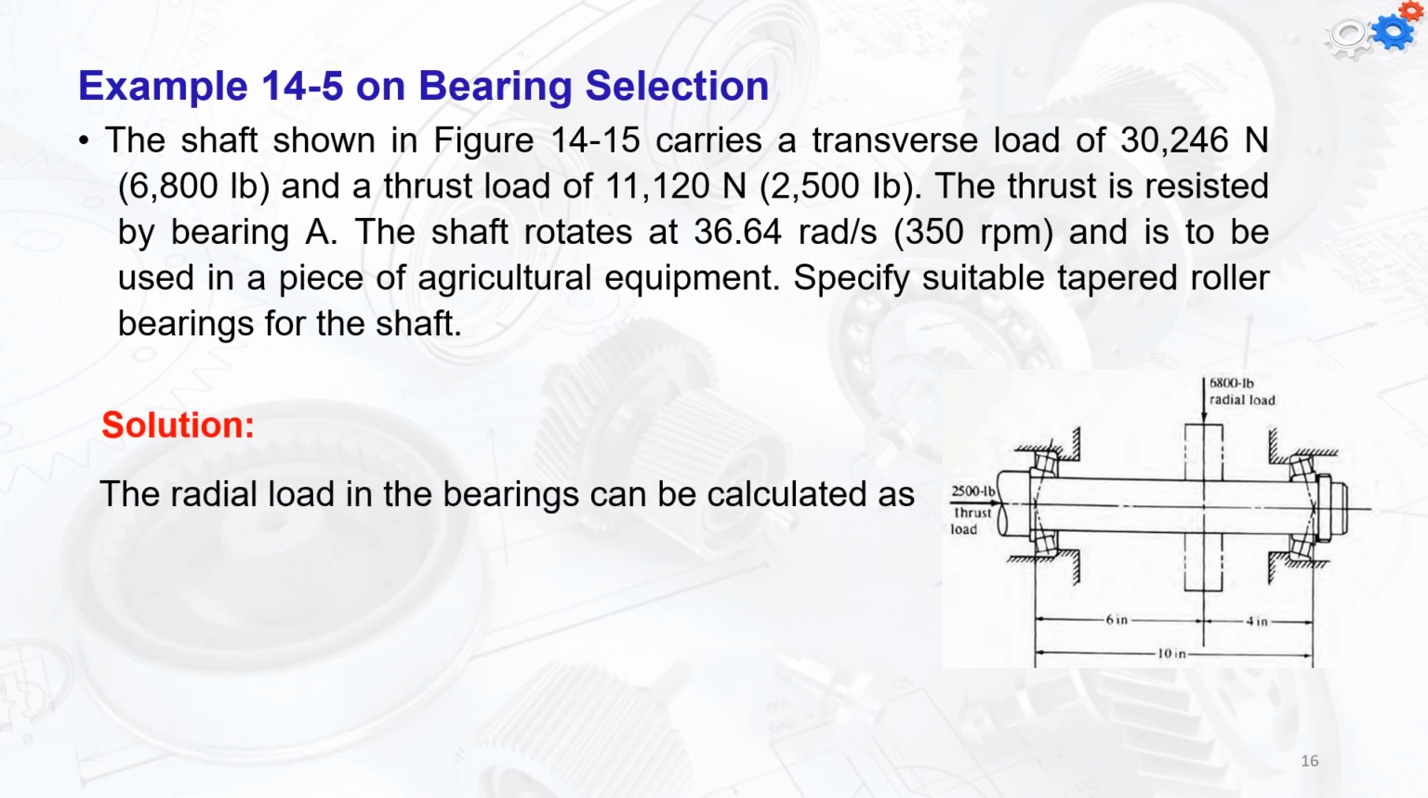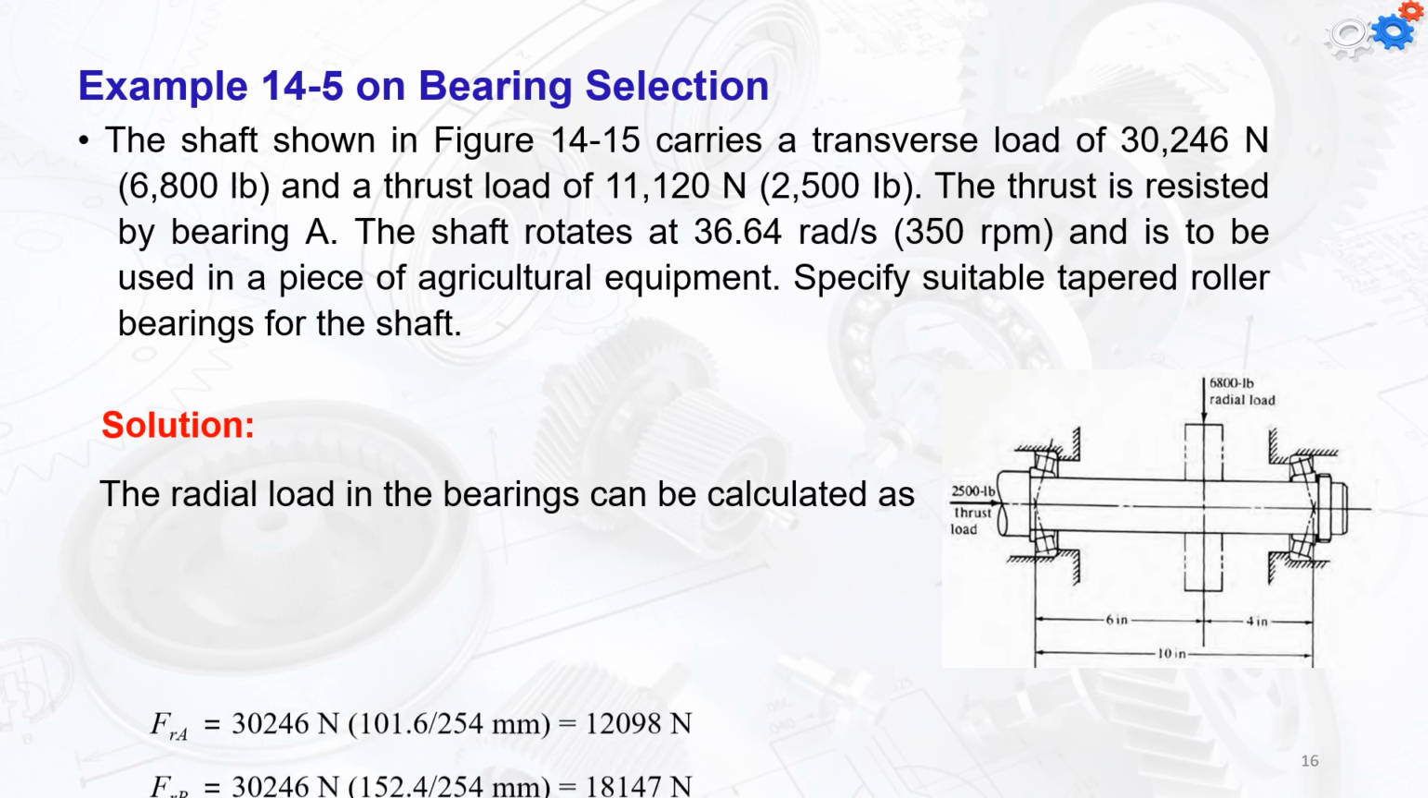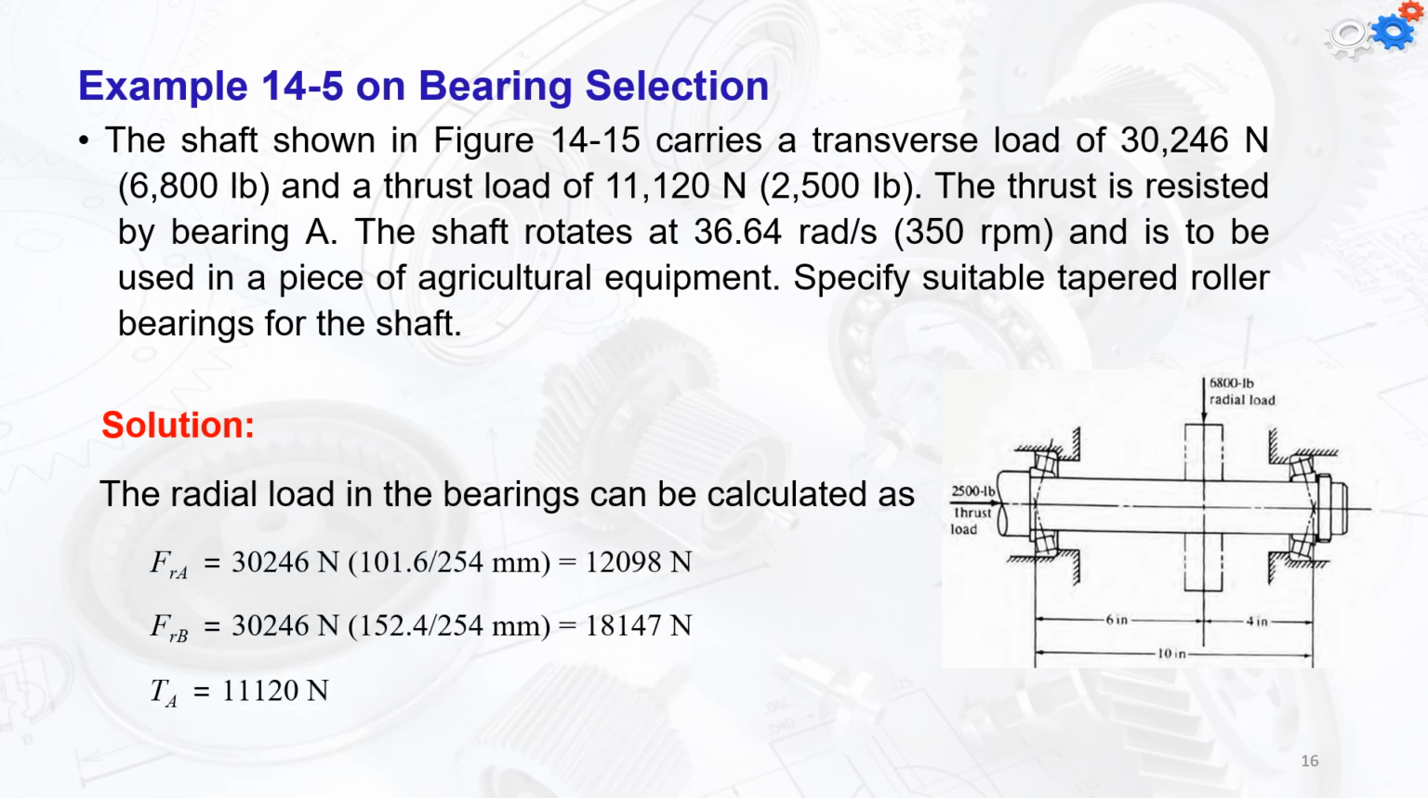First, the radial load of the bearings can be calculated as follows. We can find the resistance at the bearing A and the resistance at the bearing B, while the thrust load at the bearing A is equal to the 11,120 Newton that's already been given in the question.